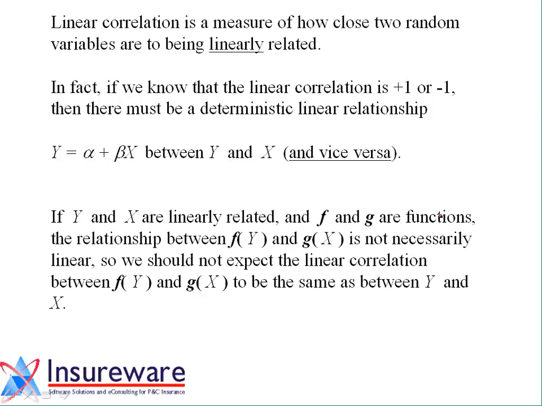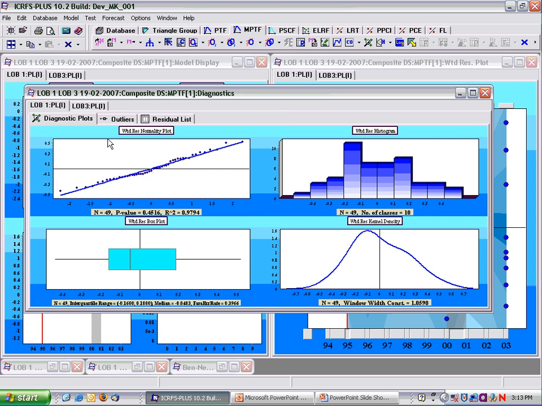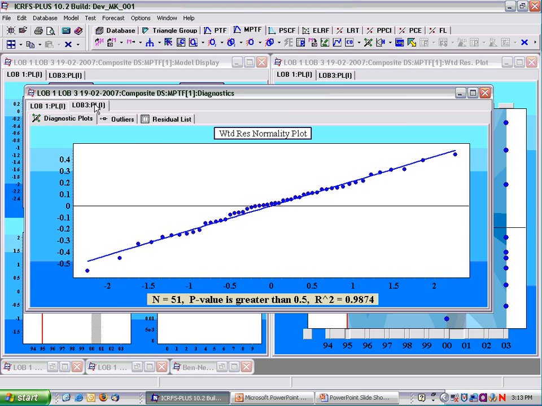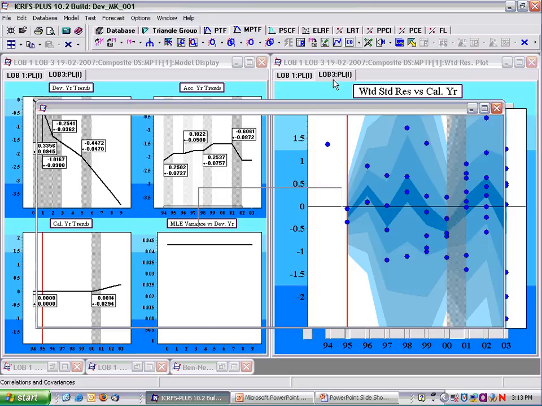Okay, so this is very important. In ICFS here, for these two models, each set of residuals has a normal distribution. So the correlation is the linear association. It's the linear correlation, and it's, in this case, 0.352.